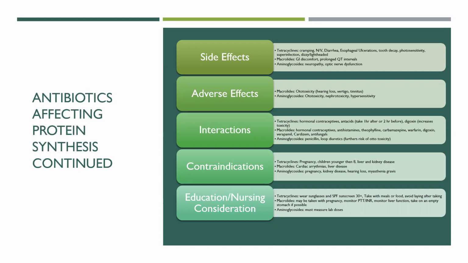For our macrolides, it can cause GI discomfort and prolonged QT intervals, and more severely ototoxicity, which would include hearing loss, vertigo, and tinnitus. Macrolides also interact with hormonal contraceptives, so we would want to educate them to use another form of birth control. It can interact with antihistamines, theophylline, carbamazepine, warfarin, digoxin, verapamil, Cardizem, and antifungals. It is contraindicated in anyone that has a cardiac arrhythmia or liver disease. And then lastly, it may be taken with pregnancy.